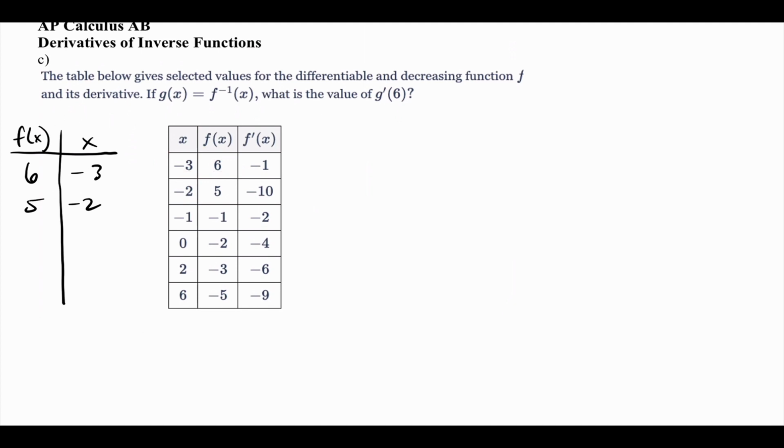5, negative 2. Negative 1, negative 1. Negative 2, 0. Negative 3, 2. 6, negative 5. Okay, that's the first thing I do before I even do anything with that equation over there. Oh, the last one. Sorry, I didn't flip the last one, did I? There we go.